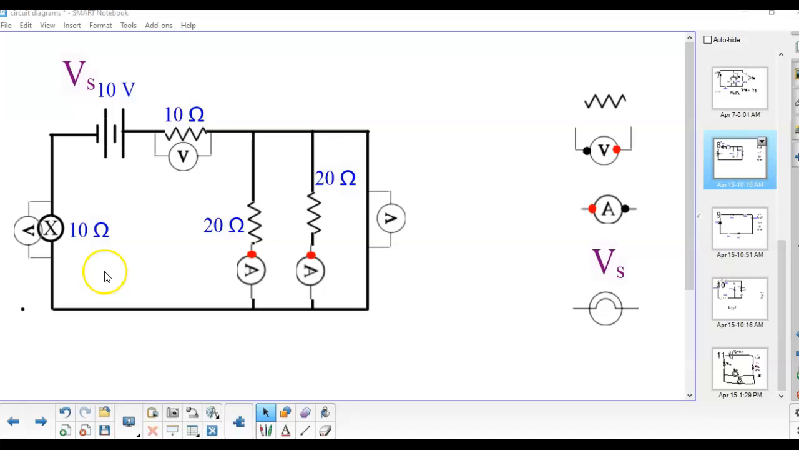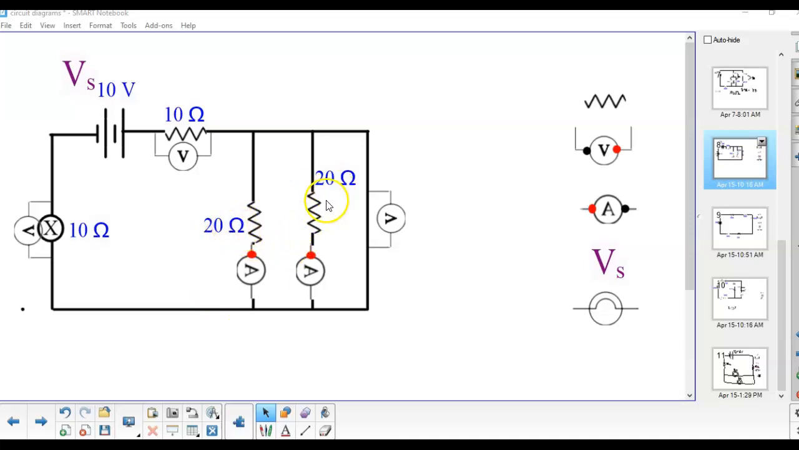They're just examples. I'm asked to find the voltage across these two and across this section. And then I'm asked to find the current in these two parts. So let's take a look at how this is going to work. One of the first things I would do is convert these two into one equivalent resistor.